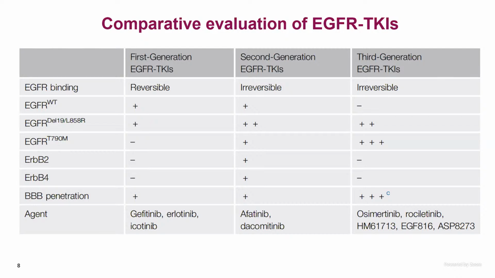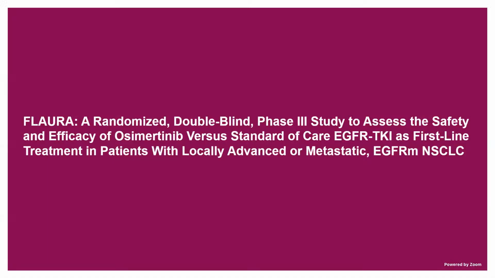In fact, for asymptomatic brain metastasis, osimertinib itself is a very potent drug. And the third generation drugs which we have are osimertinib, and another drug, lazertinib. Next slide. And the first and second generation drugs are gefitinib and erlotinib, followed by afatinib and dacomitinib.